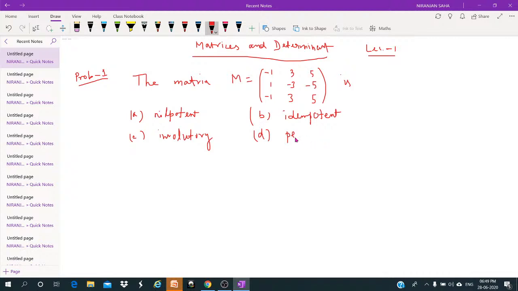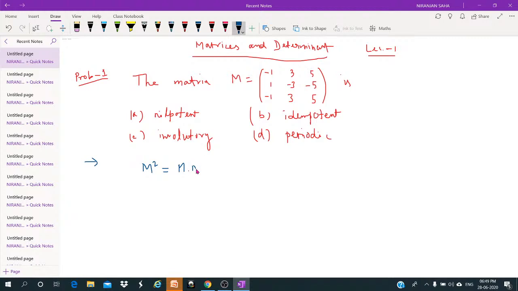So what type of this matrix is? We have to find out this answer. Let's solve this question. To check out what type of matrix this is, we will find out first, M is given, what is M square? M square can be found out in this way: M multiply M.